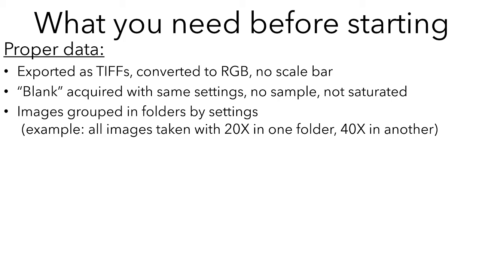If that is the case, for example, you should have all your images taken with one objective, let's say the 20x, in one folder, and all your images taken with another objective, say the 40x, in another folder. One thing worth mentioning here is that you should have a blank image for every group of settings that you use. So if you acquired images at 20x, there should be a 20x blank image acquired with the same settings as all the images you acquired with 20x.